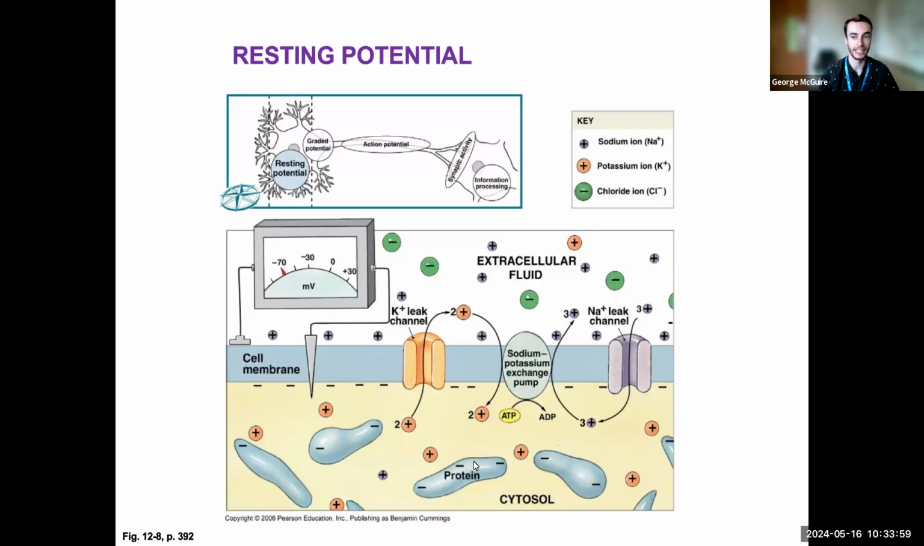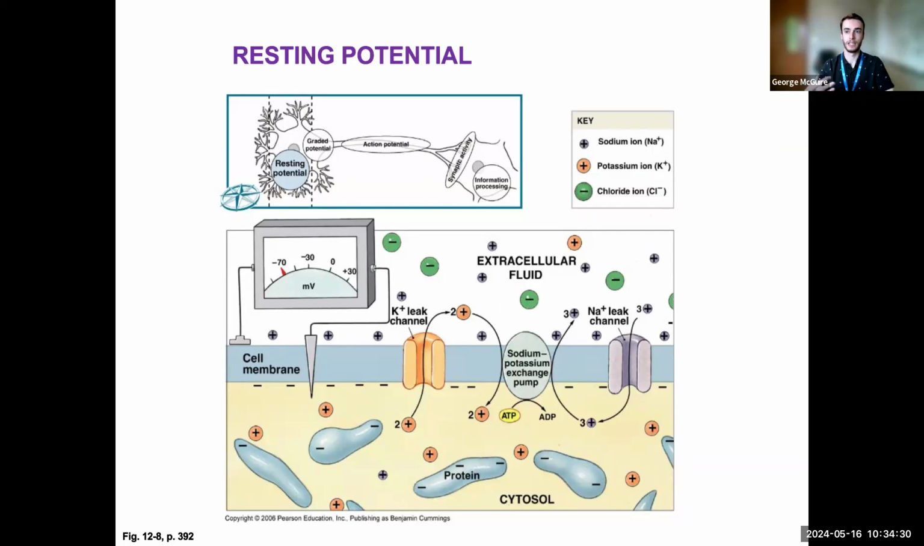So you can see this is the cytosol on the bottom here. And relative to the ion concentration outside of this cell, the internal portion of the membrane has a negative 70 millivolt charge. So you can see that being measured here. It's measuring the charge of the inside relative to the outside. And at rest, when it is not sending a signal, this is at negative 70 millivolts. And this is constantly being upkept by a few different systems.